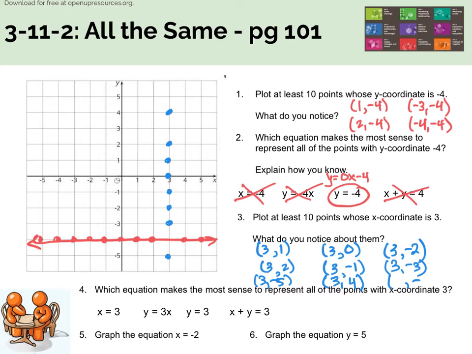Well, my y is -4, x is still 3. What do we notice? We see a line going like this. Will you go ahead and answer question number 4? Which equation makes sense to represent all the points where x equals +3? Go ahead and pause right now and answer that question.